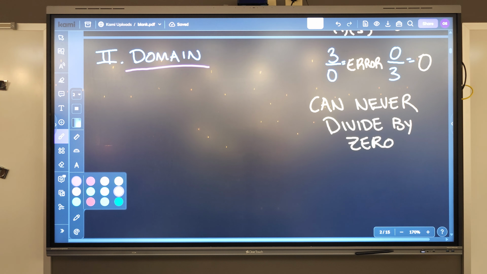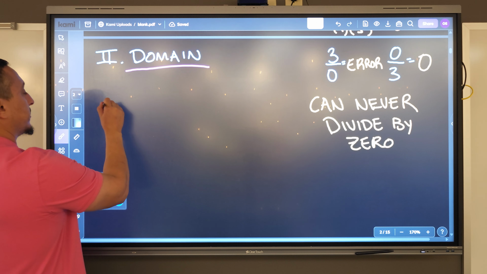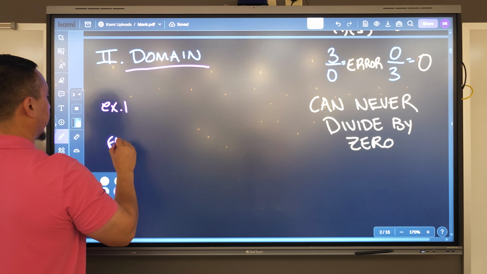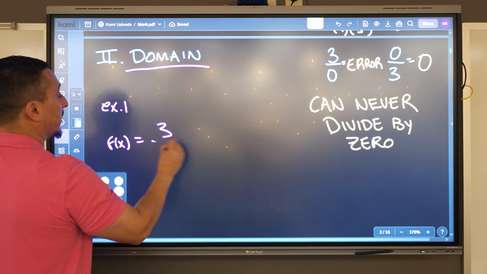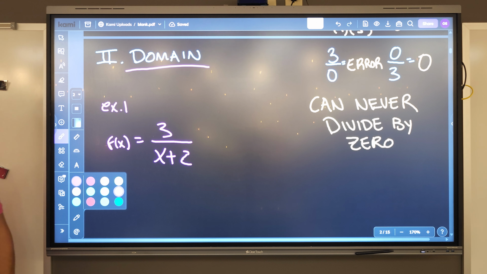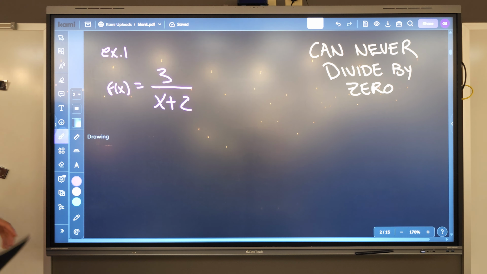So let me see, where's that at? Domain. So let's go to an example so you can see example 1. And let's have f of x equal 3x plus 2. Okay. So I just proved to you that we can't divide by 0. Okay. So if I take the denominator, the bottom, it can't be 0.